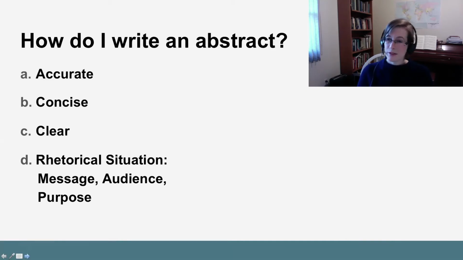The other is the purpose. The purpose of the paper, or the genre of the paper, is actually going to dictate what it means to be accurate, concise, and clear in these cases. So, for example, if you're writing a lit review, an empirical study, or an argumentative paper, all of those are actually going to determine what goes in your abstract. And again, all of those things are going to determine what it means to be accurate, concise, and clear. So you still need to keep those components in mind as you write your abstract.